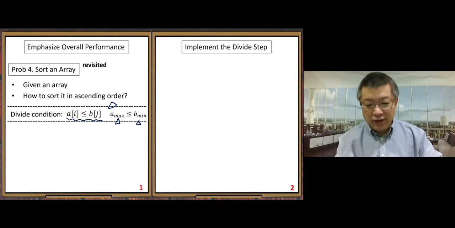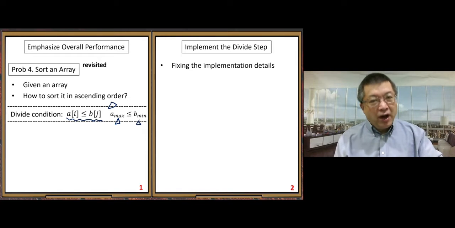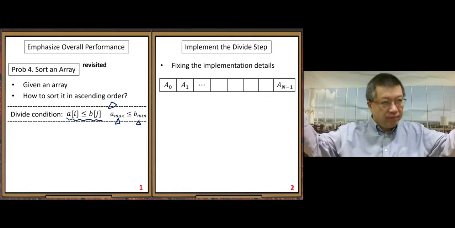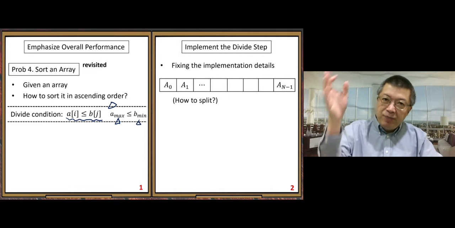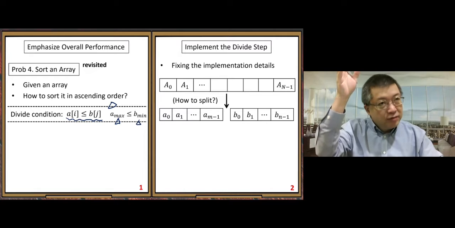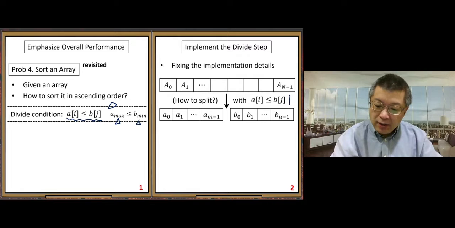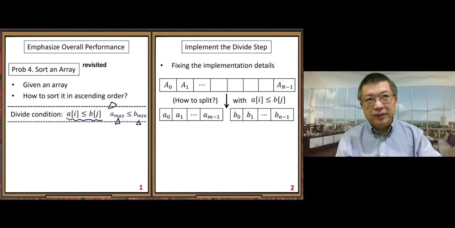So let's look at the implementation of this divide step. Let's work on the implementation details. When we start, we have a general array, like this. How to split? When we split into two subarrays, we keep in mind we want this property. But how to get that at this point? We do not have any idea.